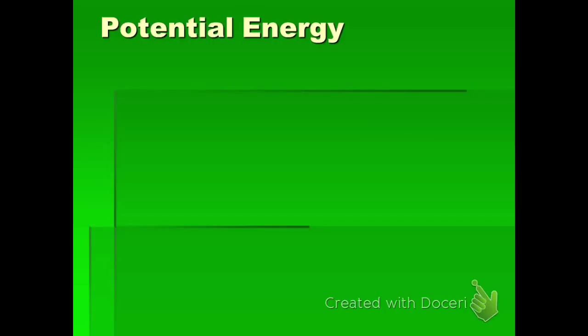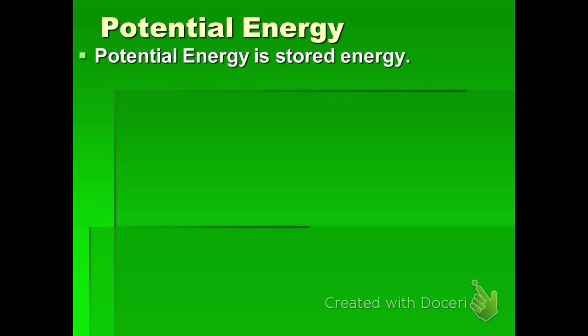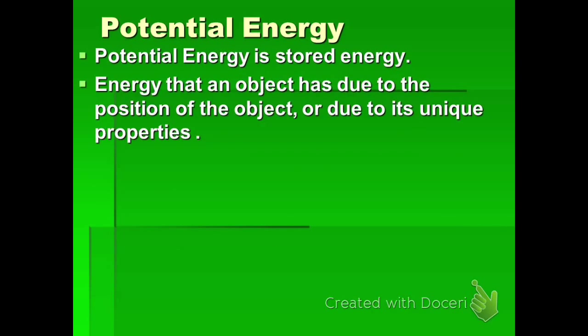Now I want to talk a little bit more about mechanical energy. We generally break this into two categories, potential energy and kinetic energy. So potential energy is stored energy. Energy that's not necessarily moving something right now, but it could in the future. This is going to come either from the position of the object or some other unique properties of the object.